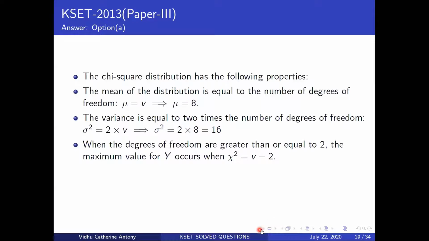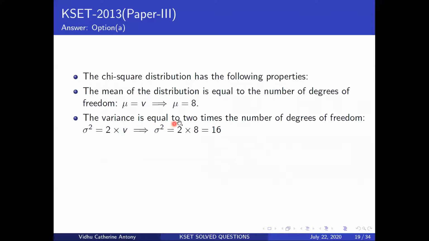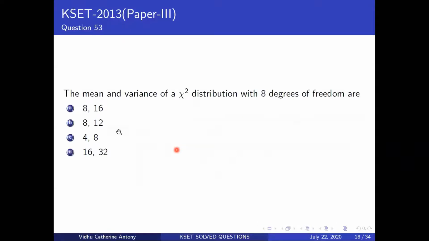The next thing that they've asked is the variance. The variance is equal to 2 times the number of degrees of freedom. So you have sigma squared, the variance, is equal to 2 times your degrees of freedom. Your degrees of freedom is represented as v. So sigma squared is equal to 2 times 8, which is 16. So you end up knowing that this is your answer.